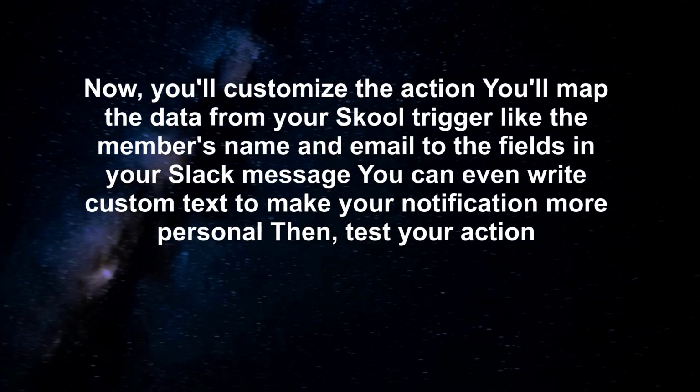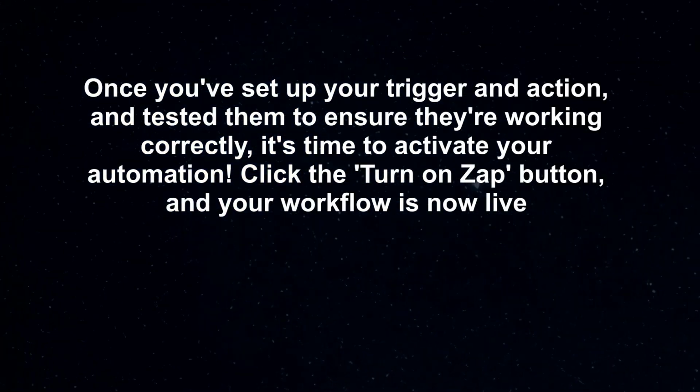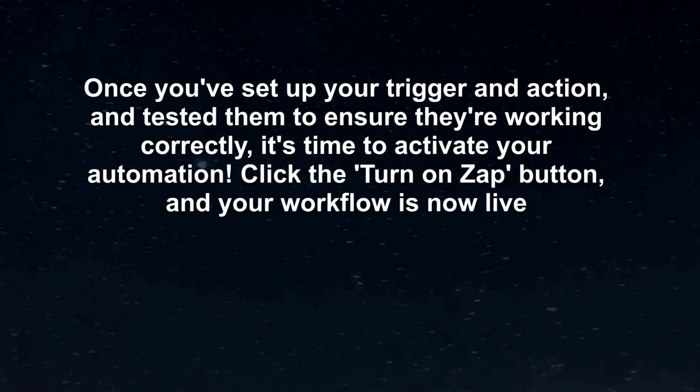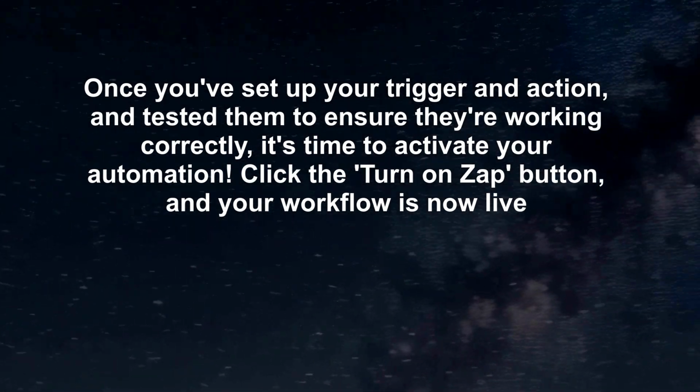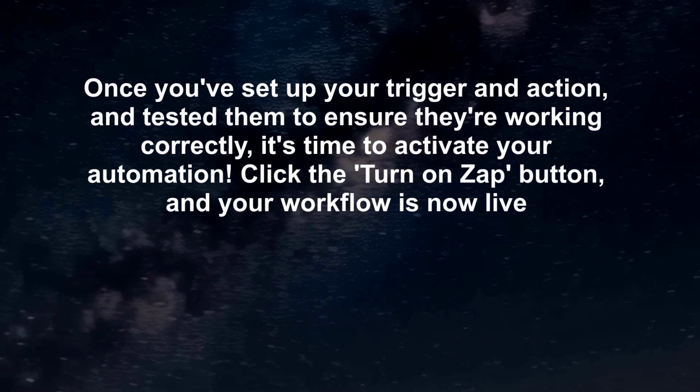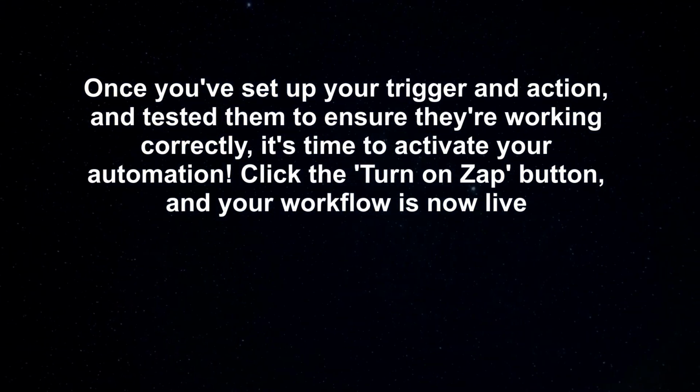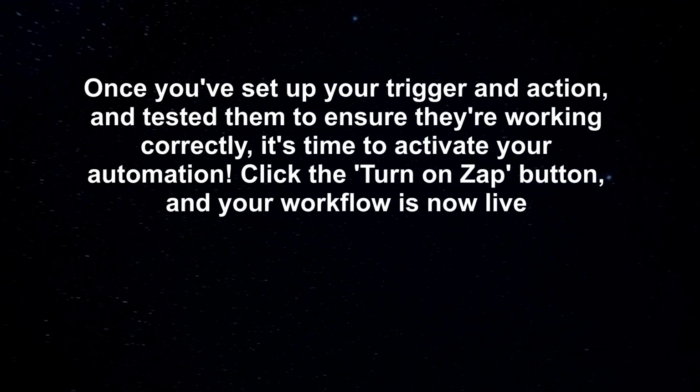Then, test your action. Once you've set up your trigger and action and tested them to ensure they're working correctly, it's time to activate your automation. Click the Turn on Zap button, and your workflow is now live.